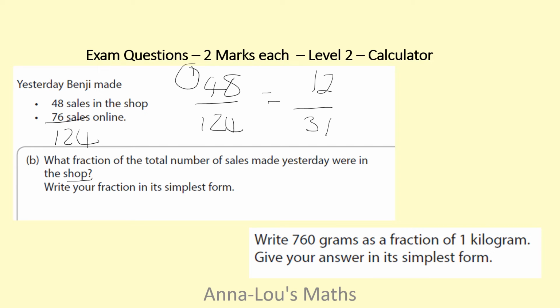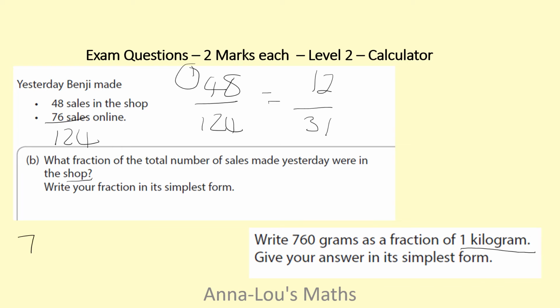This second question, write 760 grams as a fraction of a kilogram. Now kilogram is 1,000 grams. We'll look at measure conversions in another lesson. But whenever you see kilo, whenever you see that K, so kilogram, kilometre, think of social media. What does a K mean in social media? If you found a video that had 2K likes, it's 2,000. So it's the same in maths. Whenever you see a K, it's 1,000.